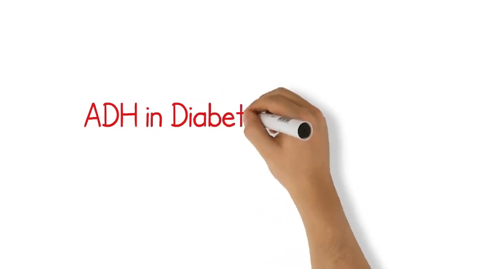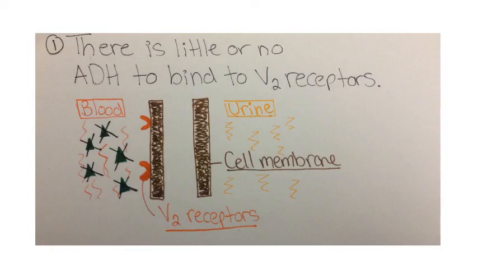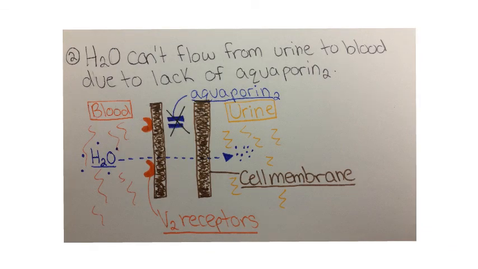ADH movement with diabetes insipidus. Due to damaged neurons in the hypothalamus, there is little or no ADH to bind to vasopressin 2 receptors. Since there is no ADH binding to vasopressin 2 receptors, aquaporin 2 water channels do not move to the cell membrane. This prevents water from flowing back into the bloodstream.